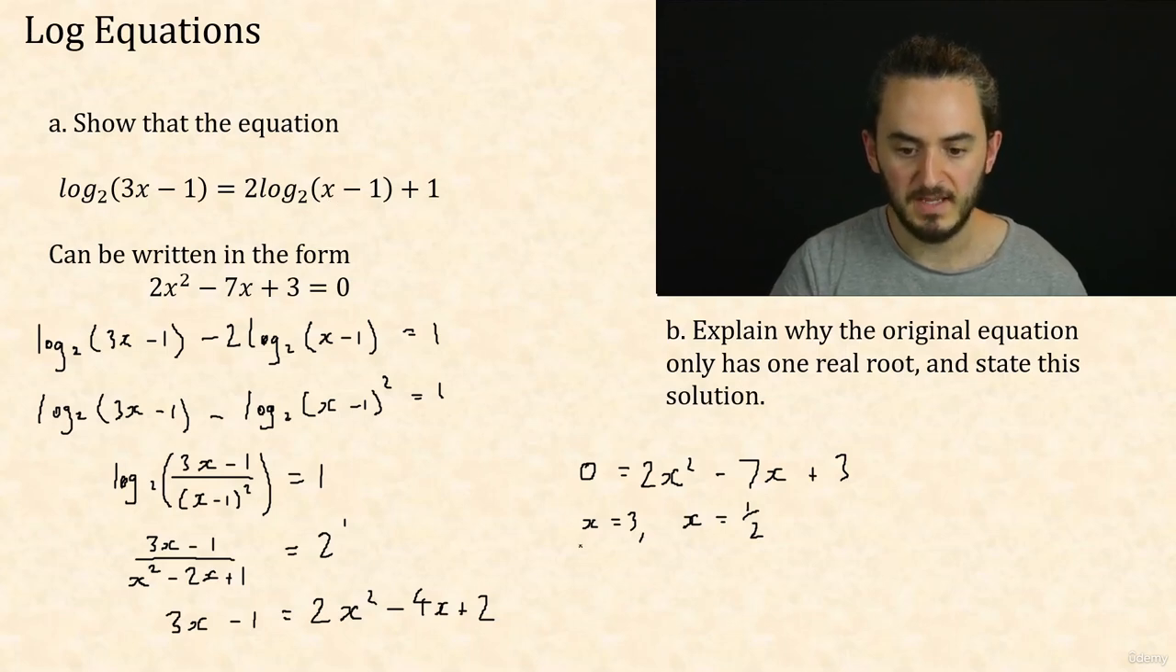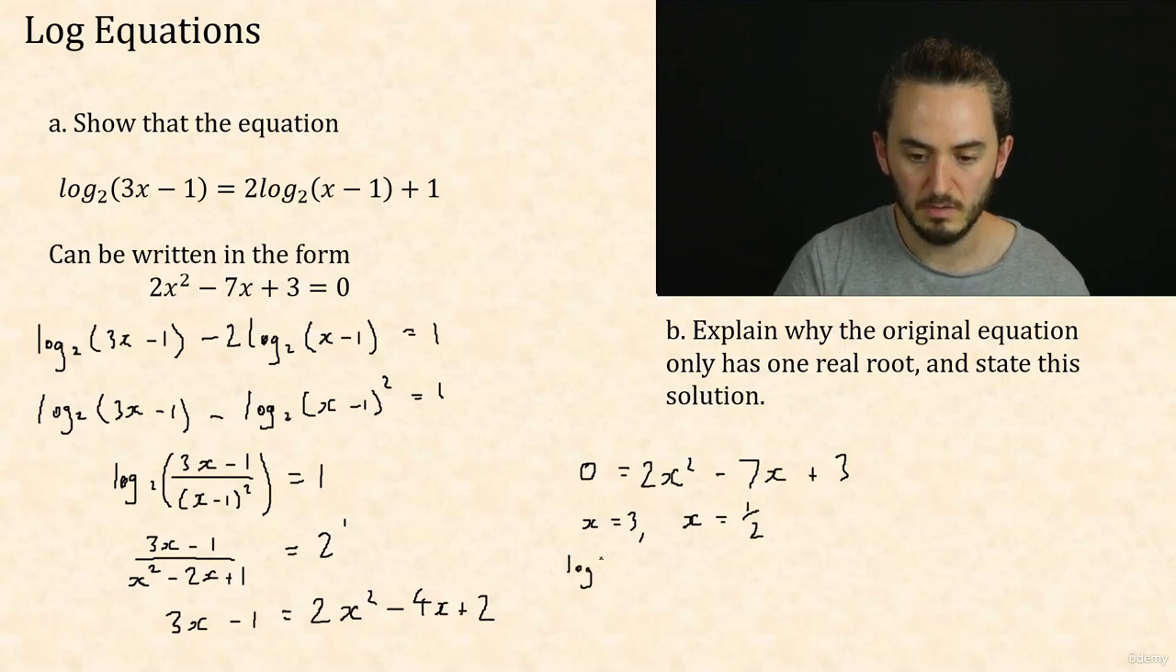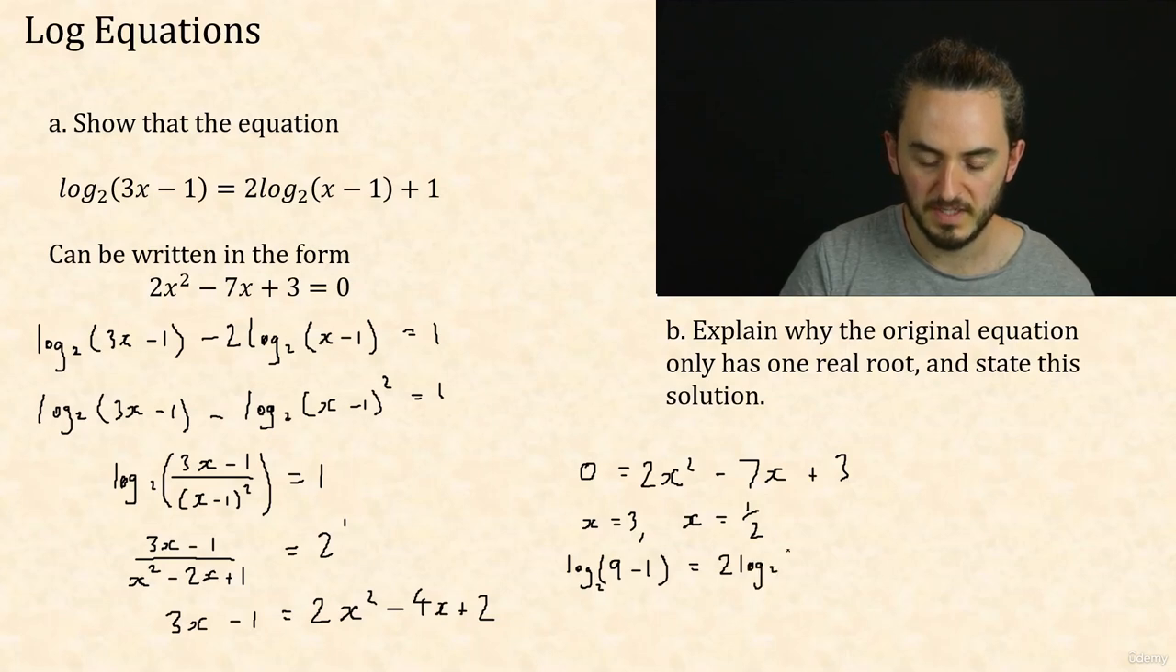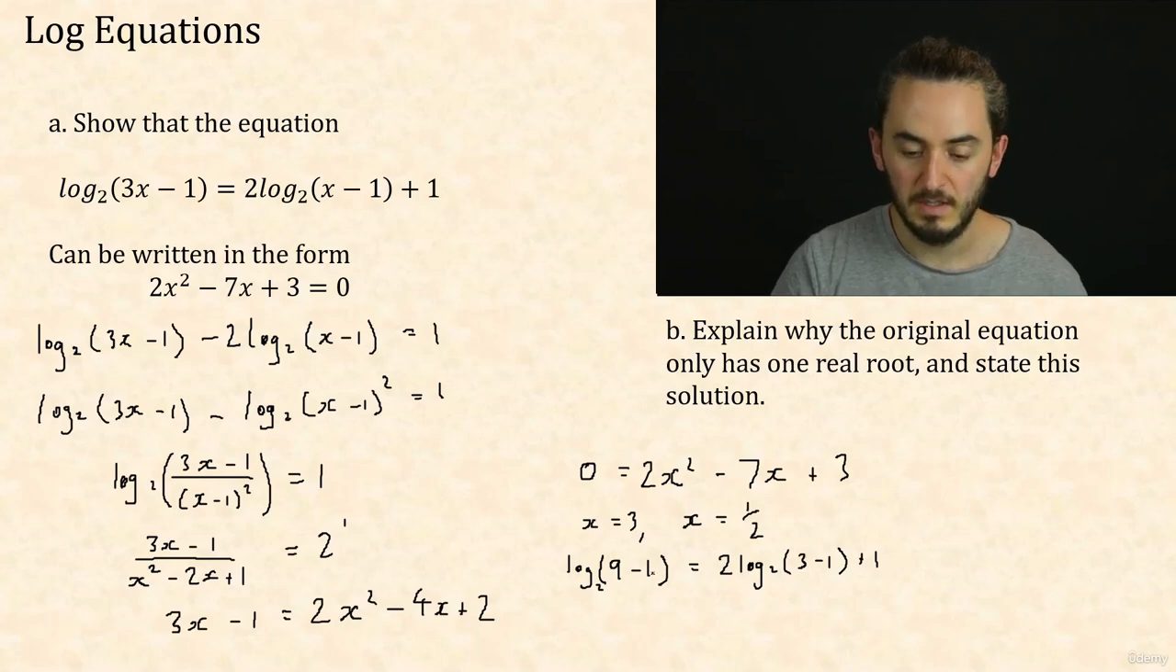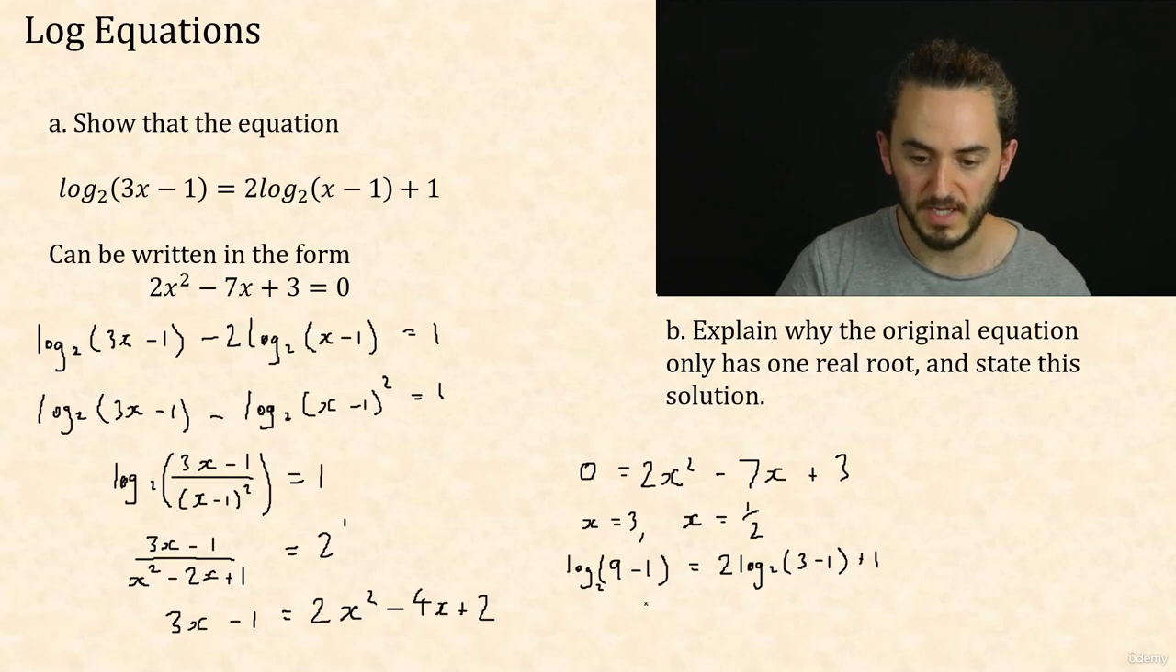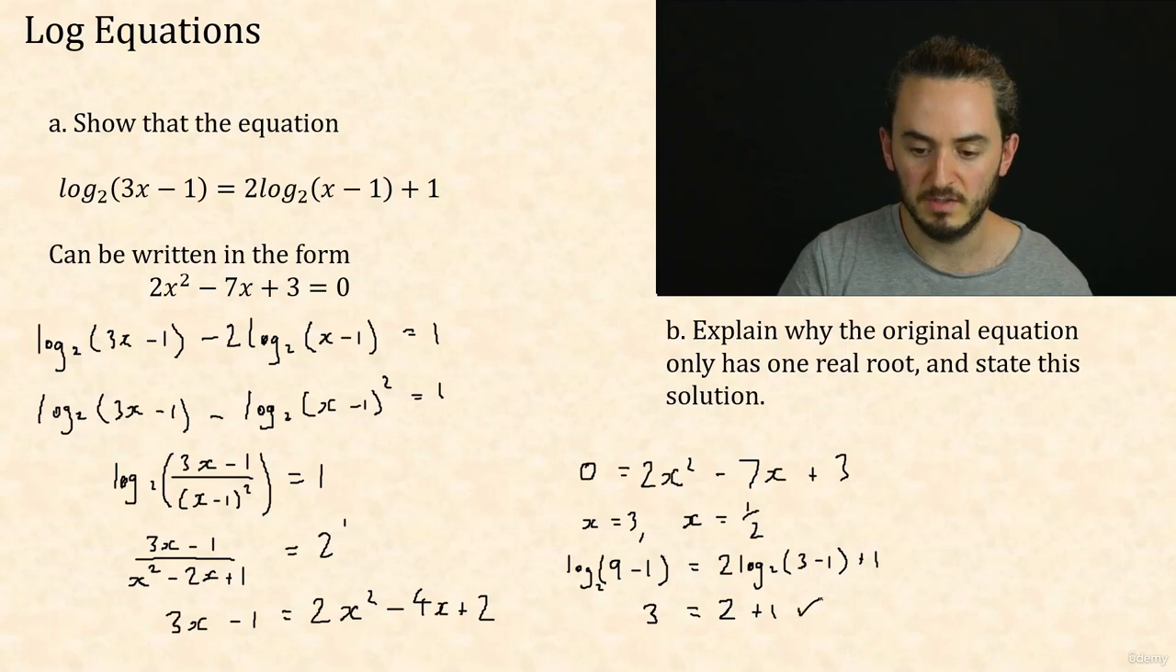So when I sub these back in, if I sub when x equals 3 in, I get log base 2 of 3 times 3 is 9 minus 1 equals 2 log base 2 of 3 minus 1 plus 1. Now that's actually fine because this is 8 here. Log base 2 of 8, well, 2 to the power what equals 8? 2 to the power 3 is 8. And you can check these on the calculator if you like. Log base 2 of 2 is just 1. So 2 times 1 is 1, that is 2. Okay, so that one works.